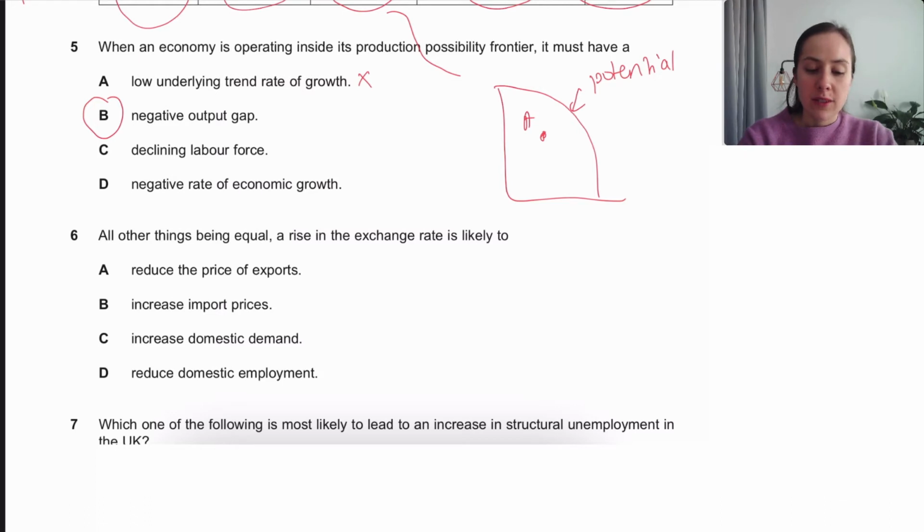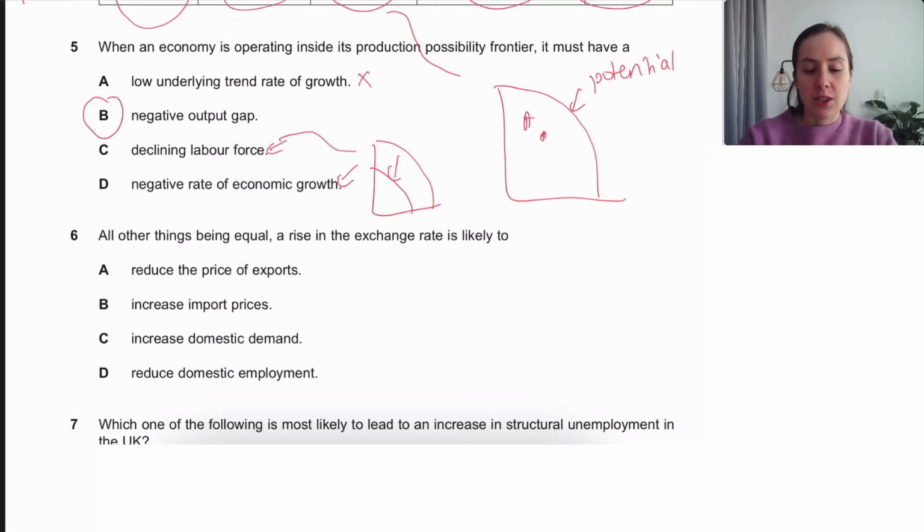The labor force is not declining. Your labor force is what forms your PPF, and your PPF isn't shifting. So the labor force is the same. We don't see any change in the PPF. Negative economic growth would be kind of a shift inward. Same with that one actually.